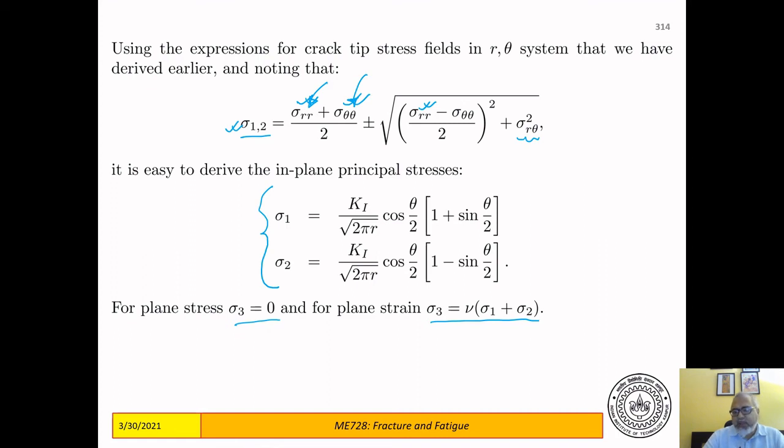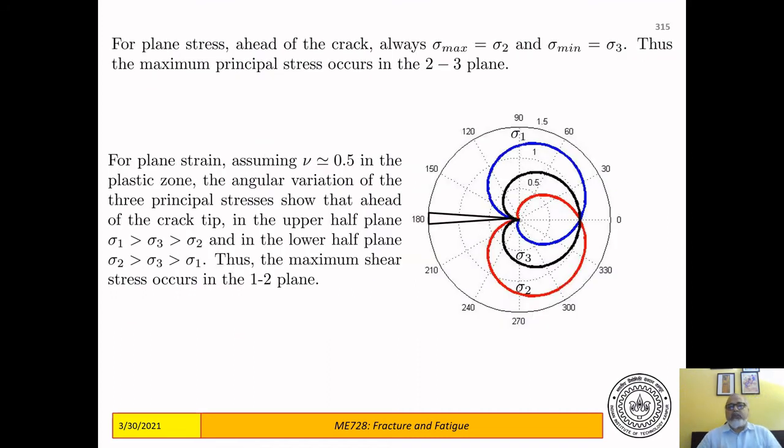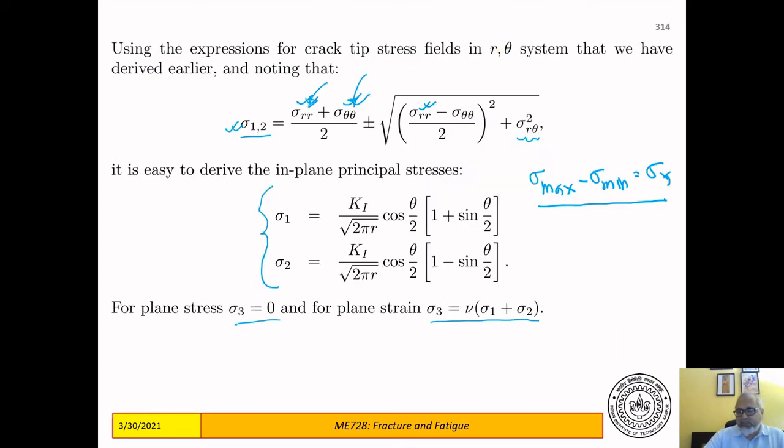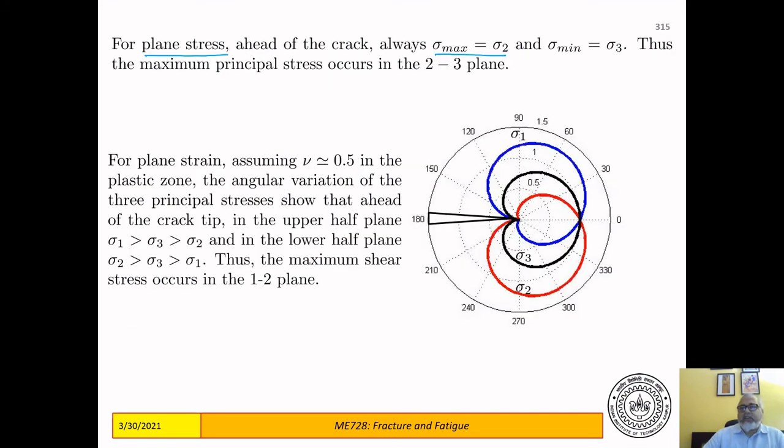Given the Tresca yield criteria, the shape of the plastic zone around the crack tip can be found. The Tresca yield criteria is sigma max minus sigma min is equal to sigma y. This is the Tresca yield criteria. We are going to use this. So when we use this, what we see is for plane stress, sigma max is always equal to sigma 2, and sigma min is equal to 0, which is equal to sigma 3.